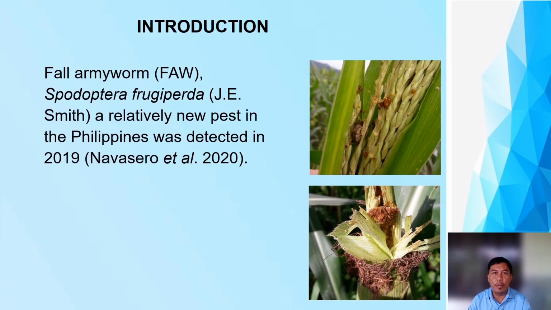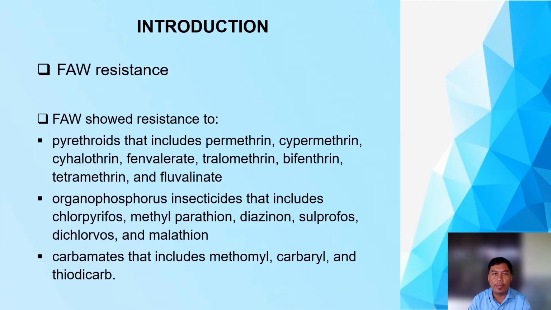Fall armyworm, Spodoptera frugiperda, a relatively new pest in the Philippines, was detected in 2019 in the northern part of the Philippines. This caused heightened apprehension in crop production, especially in corn. Moreover, this stirred various stakeholders in the country to acknowledge FAW as another serious threat on the brink. The resistance manifested by FAW against many pesticides available in the market adds to pressing issues on crop production.